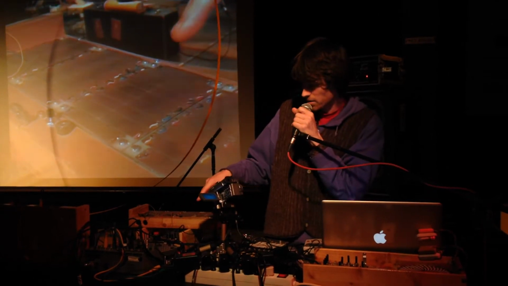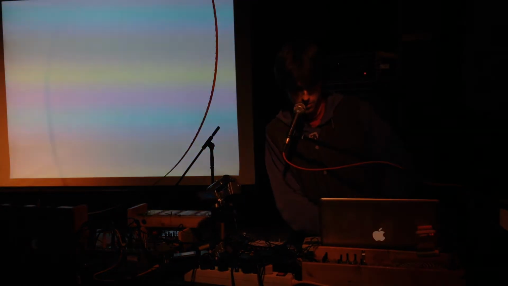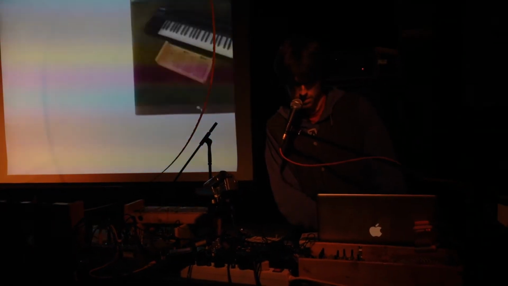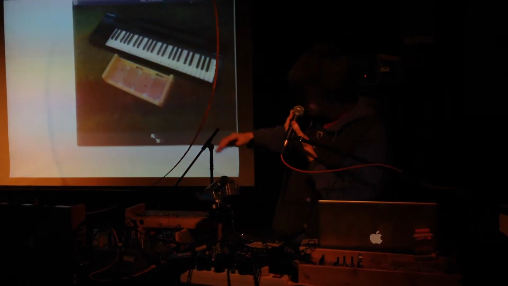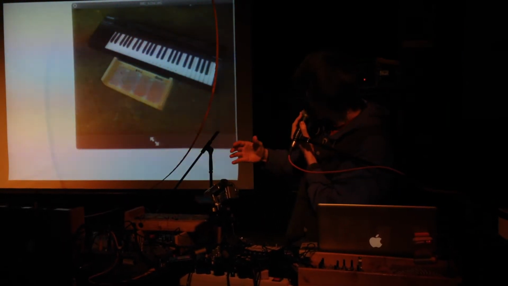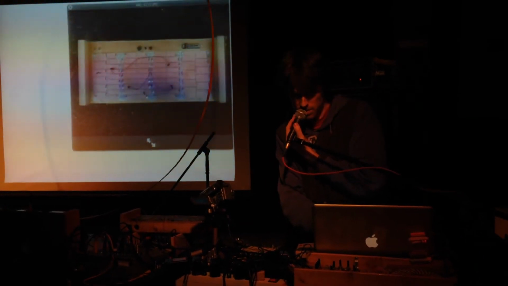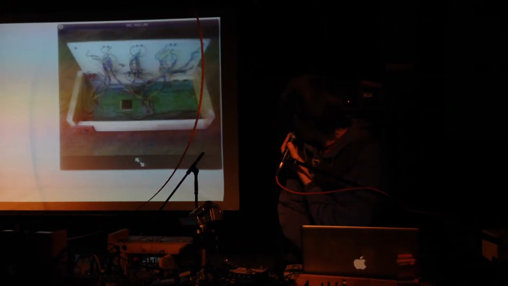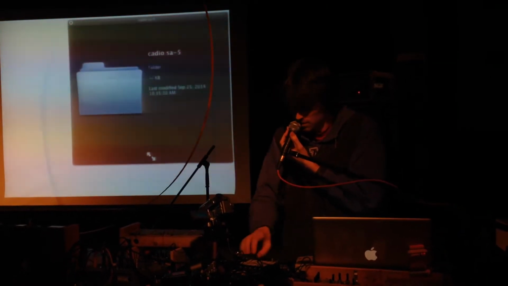This one is also a big keyboard. Let me show you which one it is. So you see it, it's a big keyboard, but usually with Casios there's a small thing inside the big thing. And then I took everything out and put it in the box and yeah.